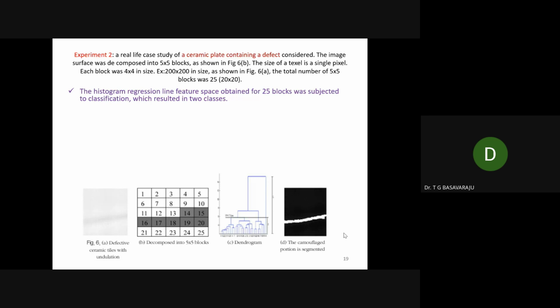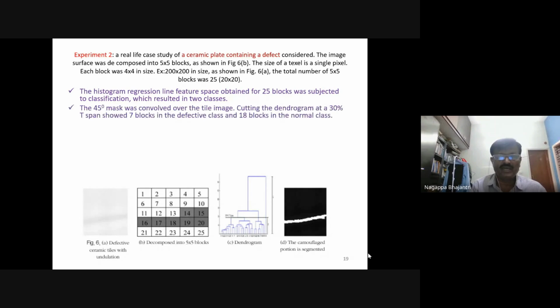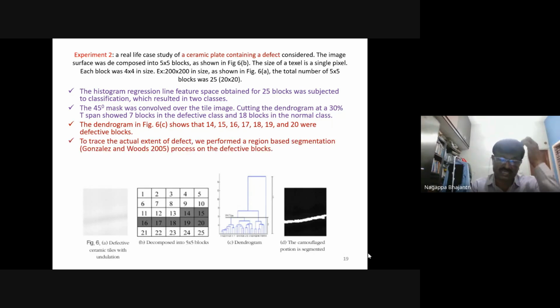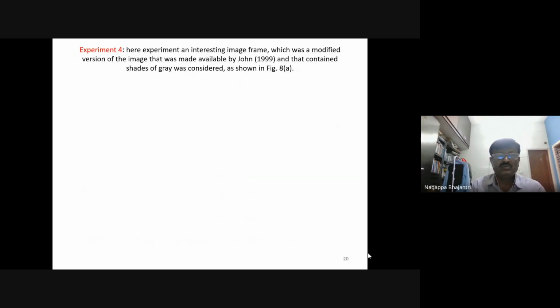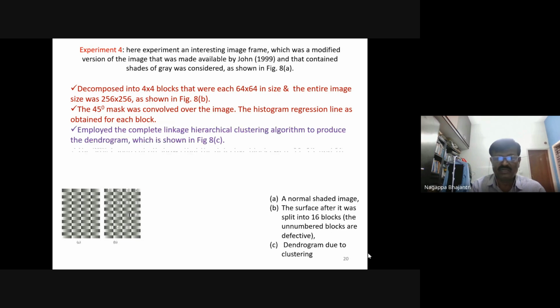Okay, sir. With the help of this, I can complete the segmentation of the undulated parts of the tiles, which is how tile classification happens in most of the industry. Similarly, due to time constraints, I will move to the last experiment.